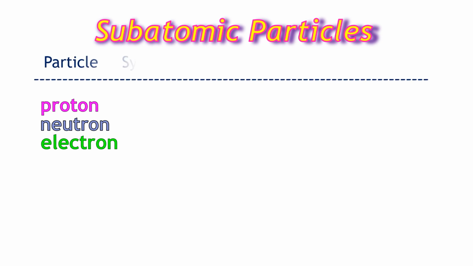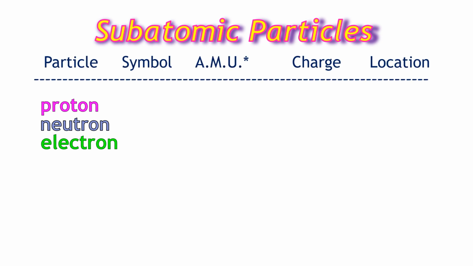Subatomic particles: a proton, neutron, and electron, and we want to summarize all that information efficiently. So in our study guide, we've made a table, and we're going to compare them in terms of their symbols, in terms of their mass, in terms of their charge, and in terms of their location.